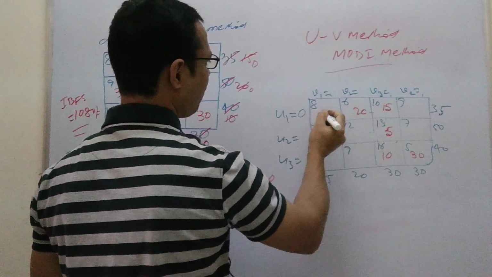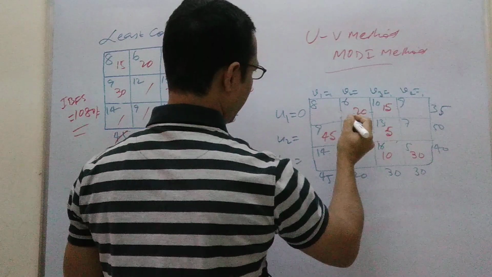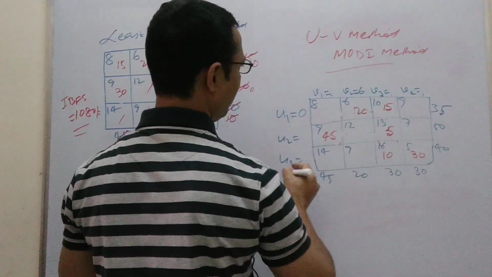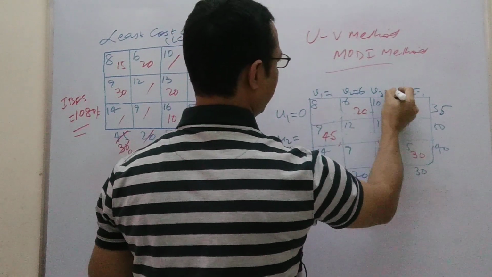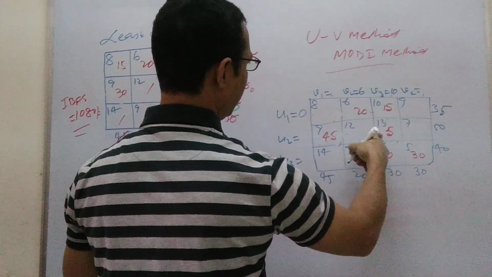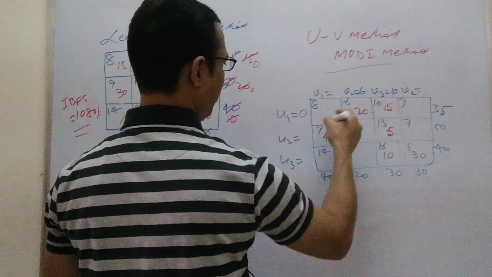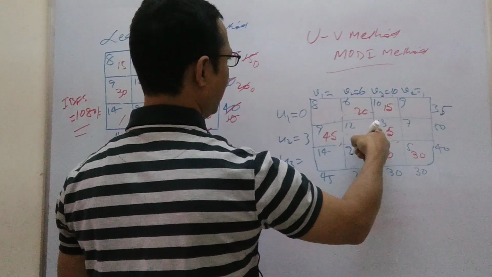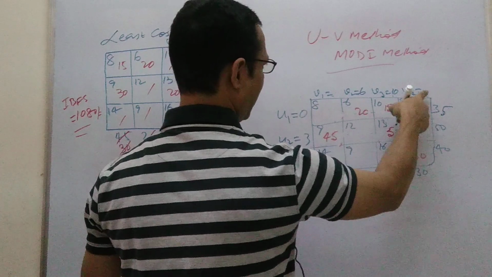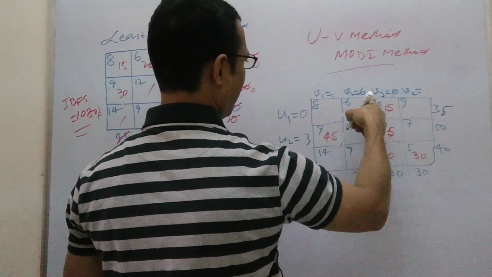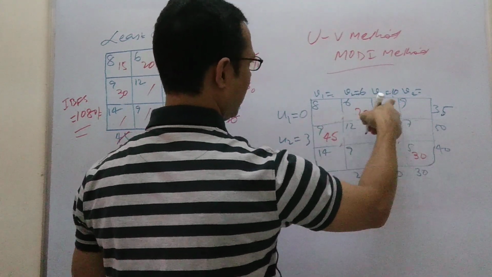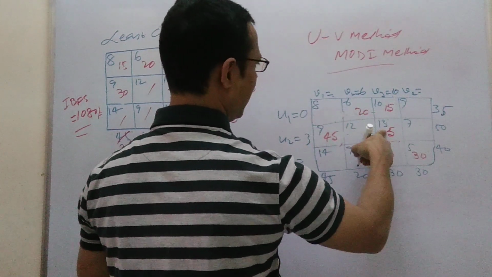Now here we can see u1 is 0. So this one is 6, 0 plus 6 is 6, this is 10, 0 plus 10. Now v3 value will be 10. So here this one is already 10 and this one is 13, so 10 plus 3, we can say 13. And am I right? Here 6 plus 0, 6, 10 plus 0, 10, 10 plus 3, 13.